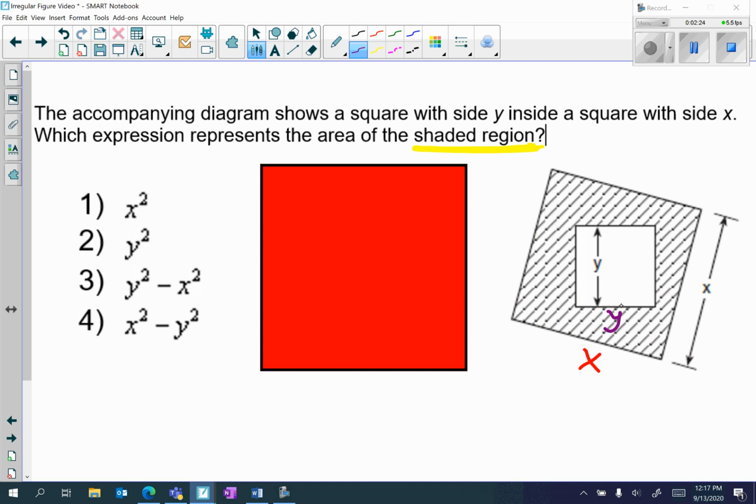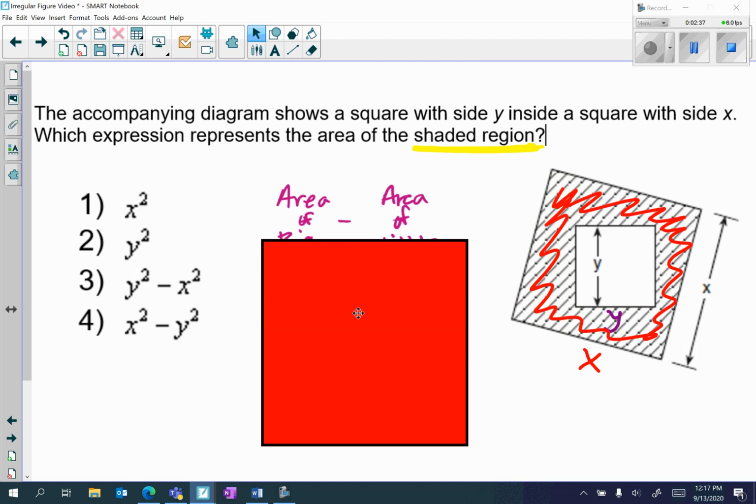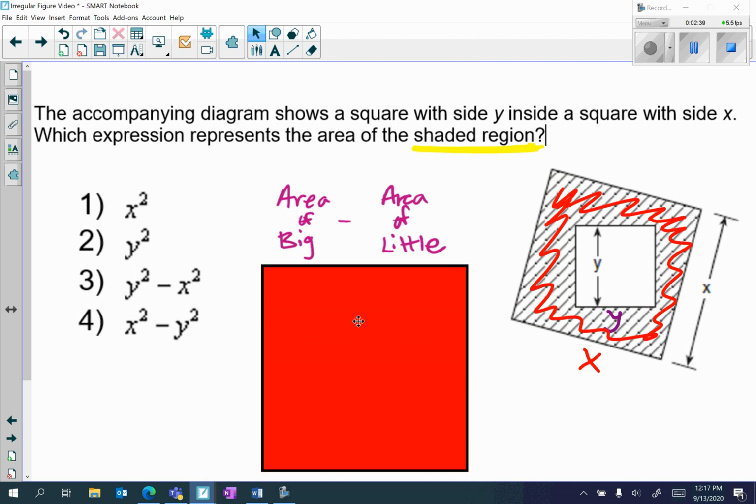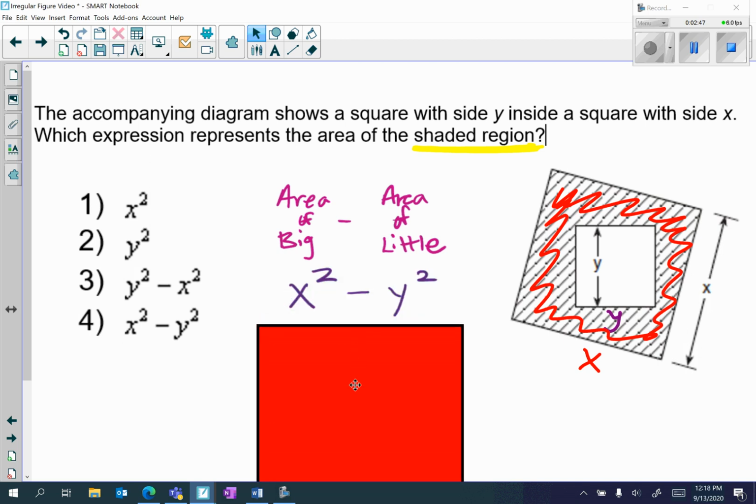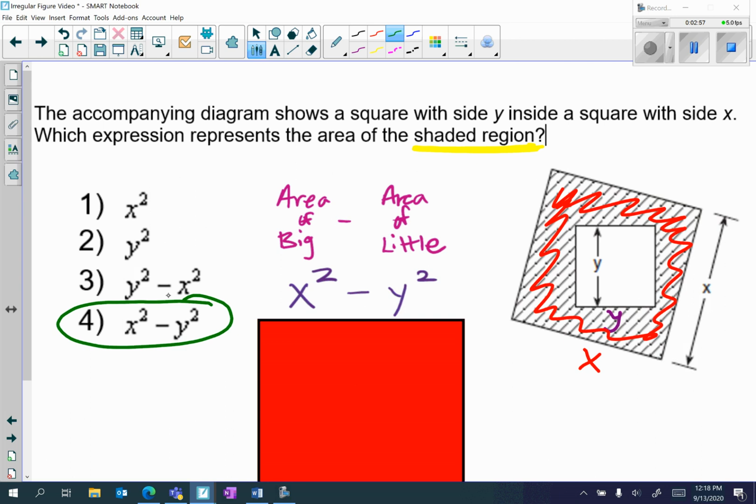In order to find the shaded region, which is this region, I need to find the area of the big square and subtract the area of the small square. So area of big minus area of little. To find the area of a square, I would do x times x, which is x squared, and then subtract my small, which is y times y, which is y squared. So my answer is choice 4. Anytime you're using subtraction, it's to find a shaded region.